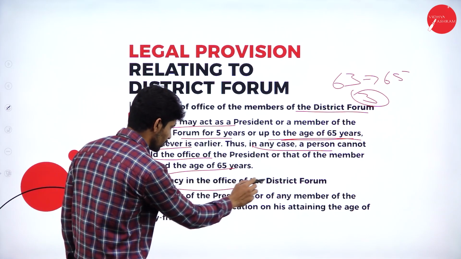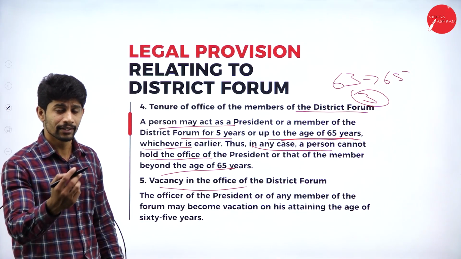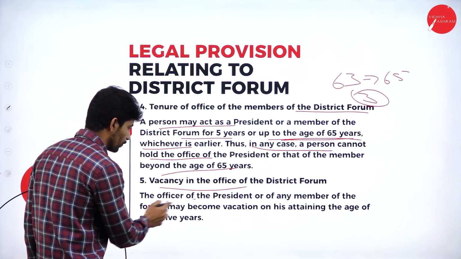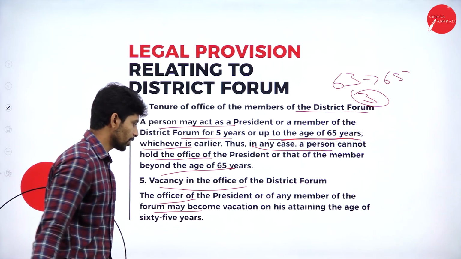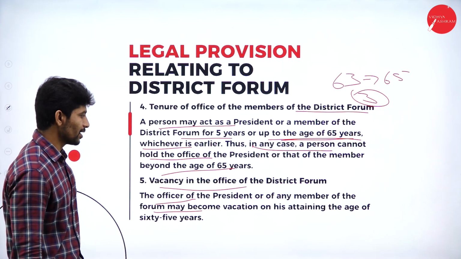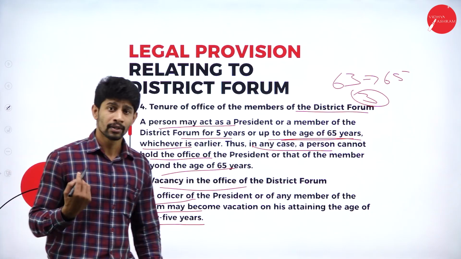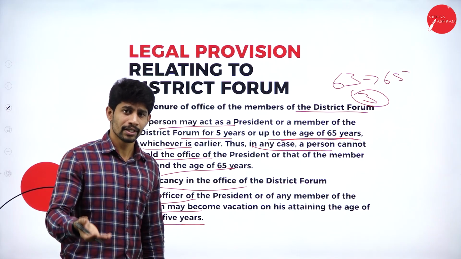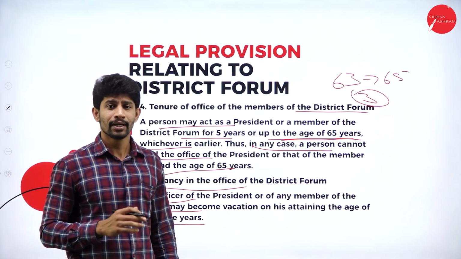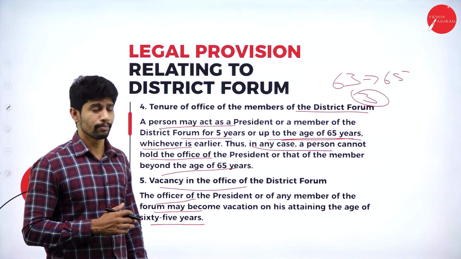Next, vacancies in the office of the district forum. So what vacancies will we have in the district forum? The office of the president or of any member of the forum may become vacant on his attaining the age of 65 years. That means when the person retires from that particular position, then that position will be vacant and another person can come and occupy that position.